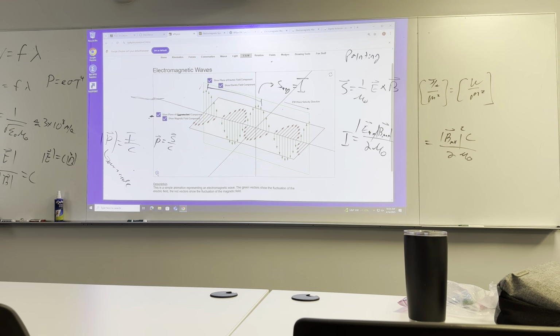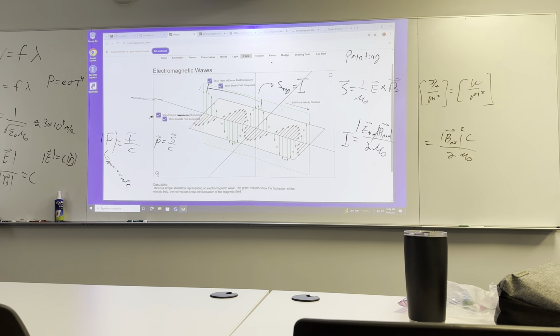Okay, I think we'll skip polarization. Maybe you have a homework on it, but that's not super exciting. The Poynting vector is pretty cool because it tells me how the light is traveling.